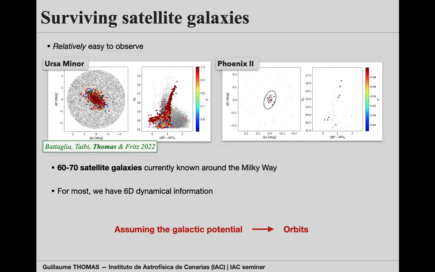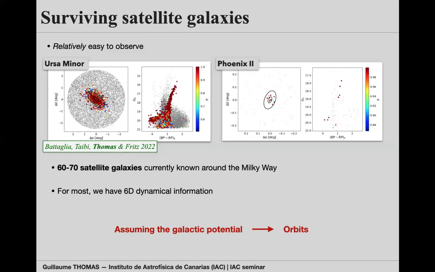And also this number is slightly growing. It grew really quickly in the 2010s with the advent of digital surveys, and now it's growing less than before. The interesting point is that for most of the galaxies, we have 6D dynamical information because they are still compact objects. So we can just use the statistics of the velocities of the stars to get the systemic motion, so to know how they move around.